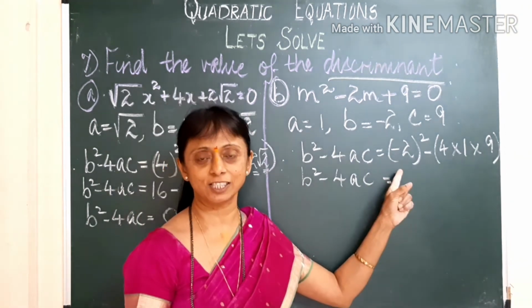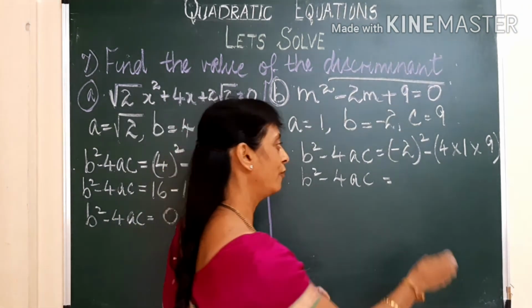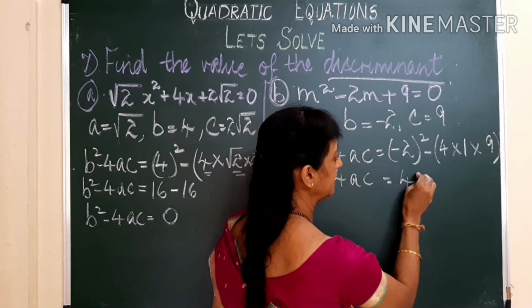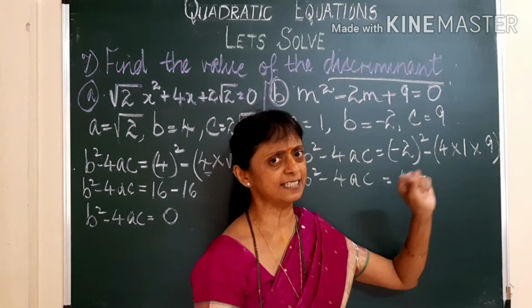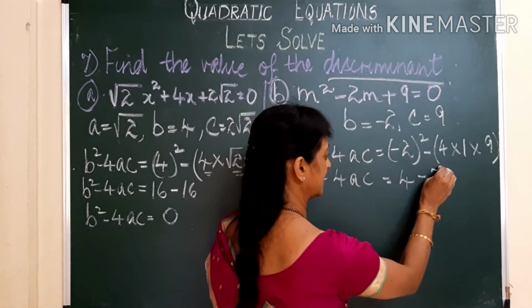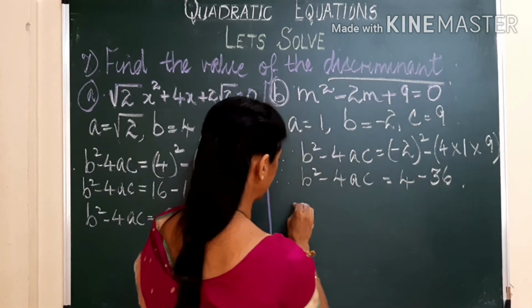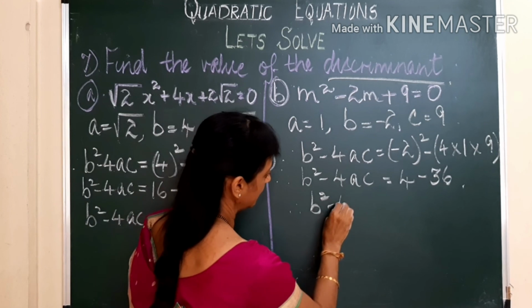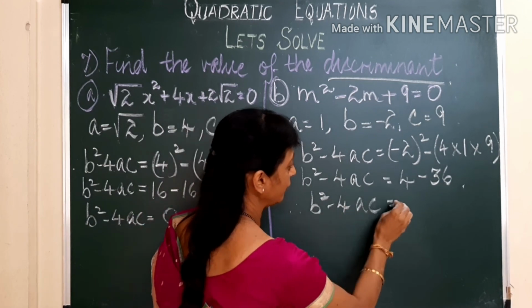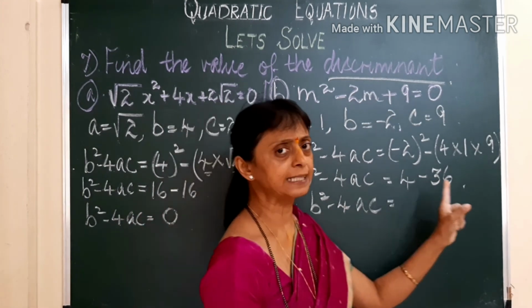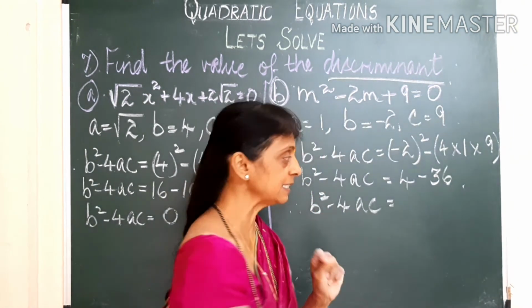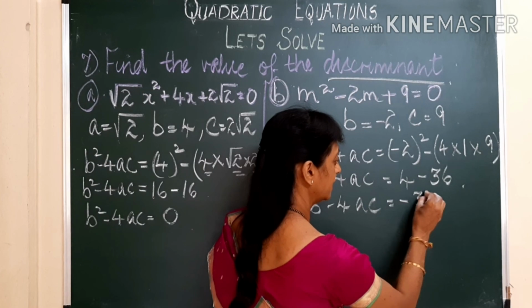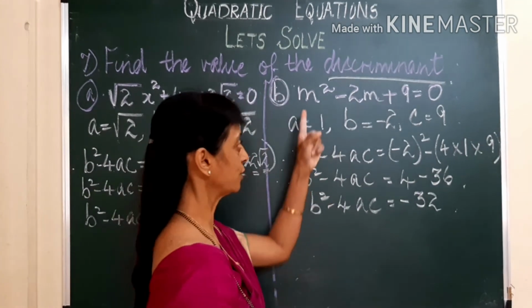So therefore, b square minus 4ac will be minus 2 into minus 2 gives you plus 4. Minus 4 ones are 4. 4 nines are 36. So what are we left with? An answer for b square minus 4ac: plus 4 minus 36. What is the answer? It will be minus 32. Right, children? So we are done.